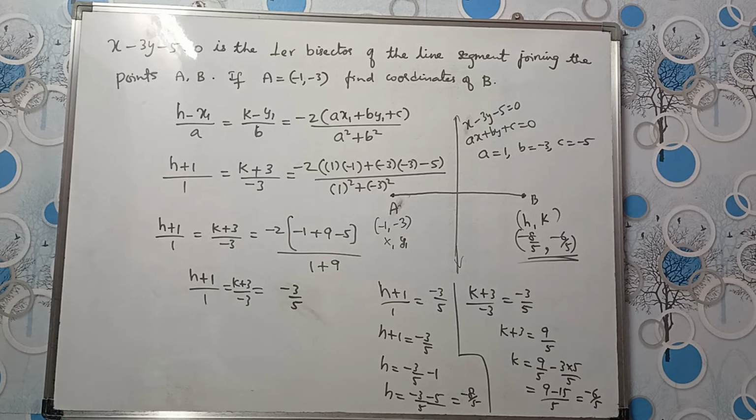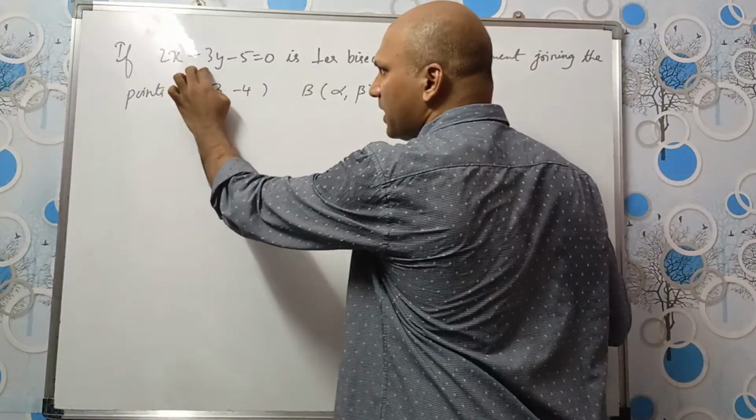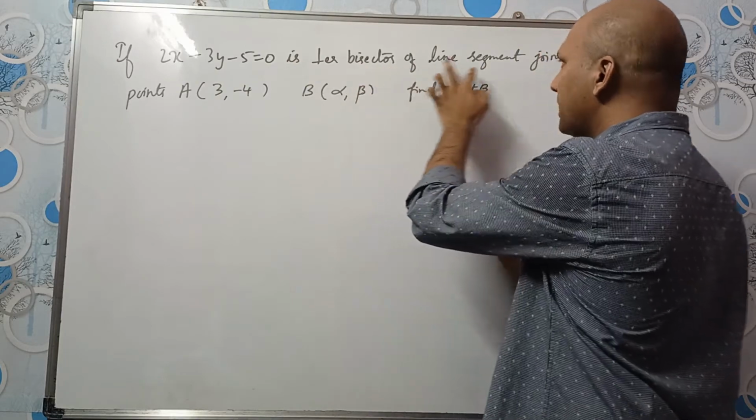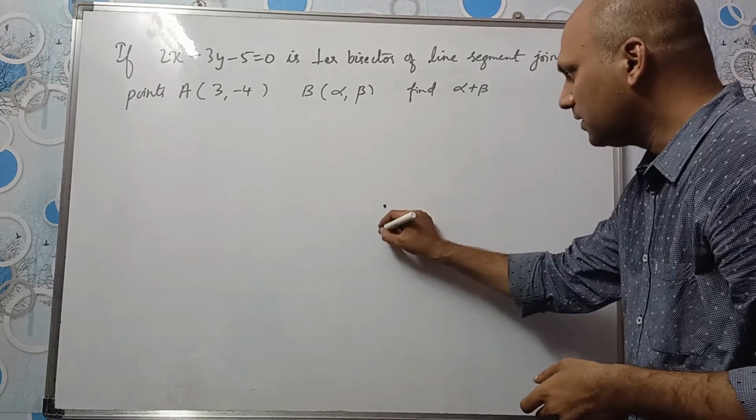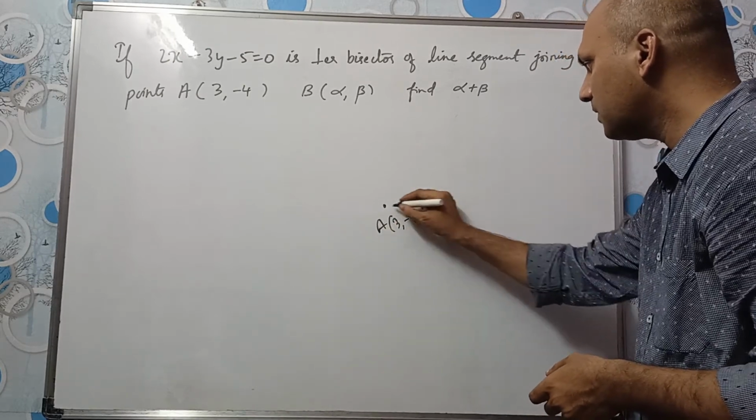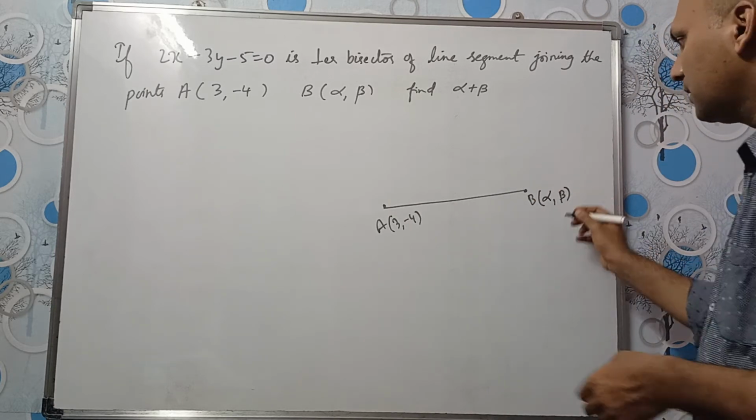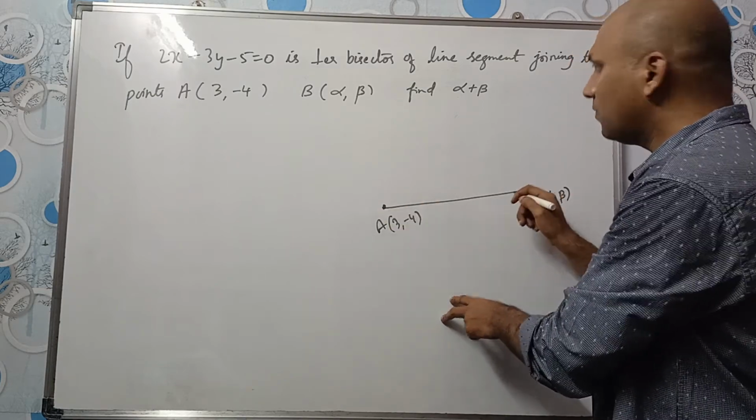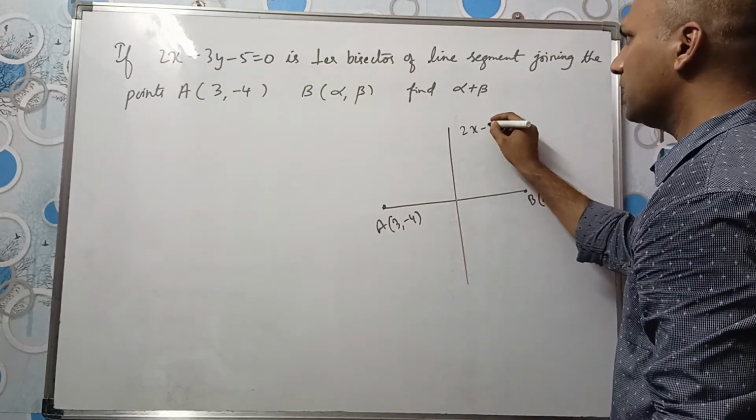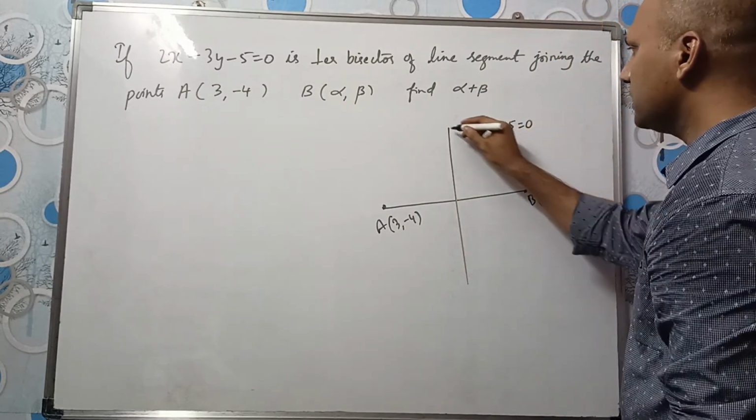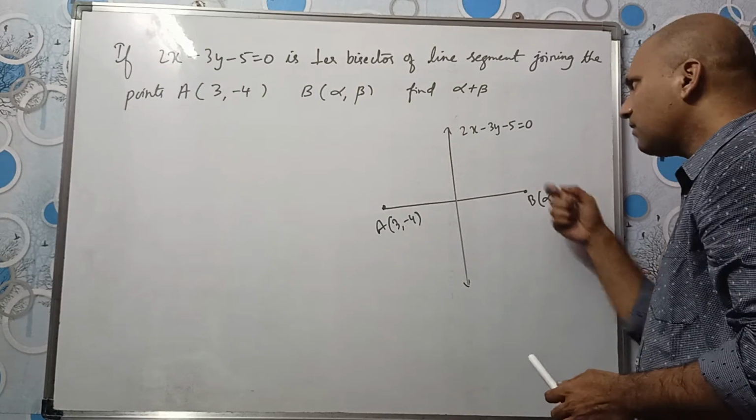Let us solve one more problem. We have a similar question. If 2x minus 3y minus 5 equal to 0 is the perpendicular bisector of the line segment joining these 2 points, find alpha plus beta. We have A here, 3 comma minus 4, and we have B here, alpha and beta. This is the line segment joining A and B. What is given? This straight line 2x minus 3y minus 5 equal to 0 is the perpendicular bisector of this line segment. We need to find alpha plus beta.